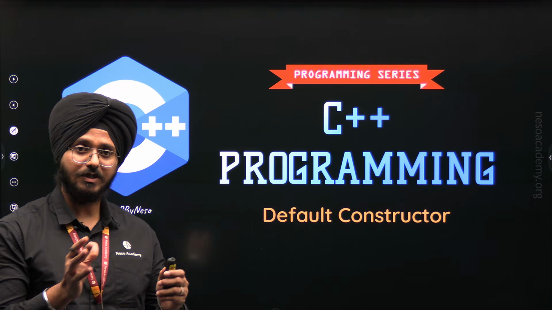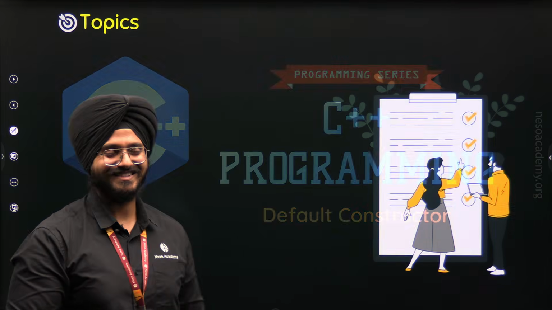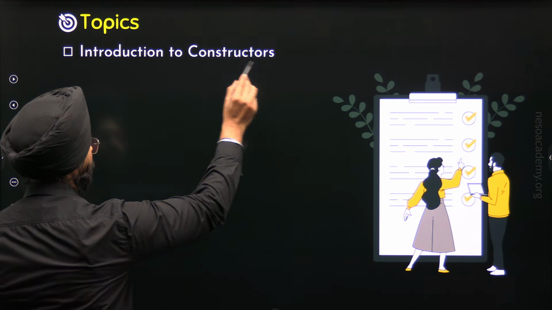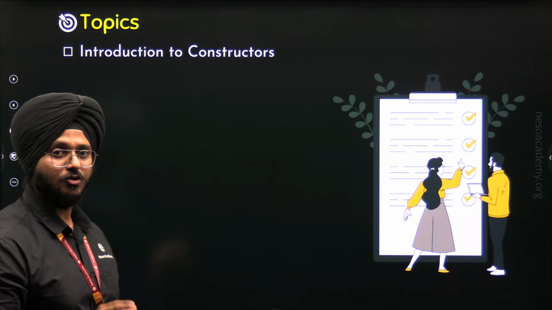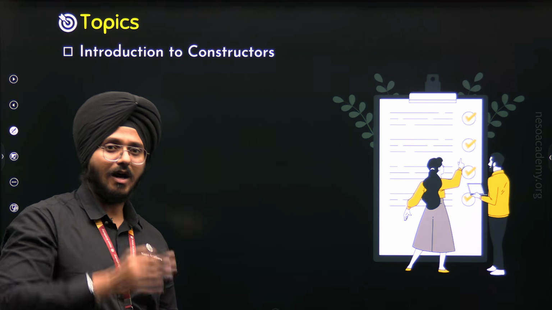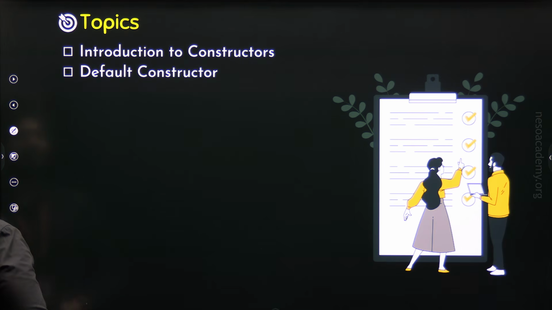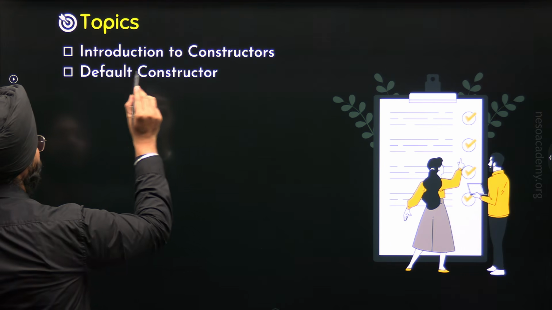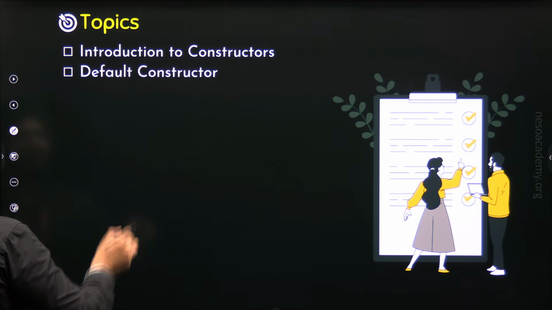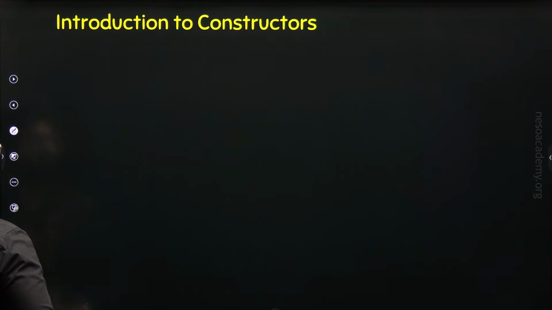So without any further delay, let's get started with this lecture and let's see what are the topics. The first topic of this lecture is Introduction to Constructors. First, I will introduce you to constructors because this is the first time you are encountering constructors. Then we will move to the second topic where we will understand default constructor properly. So these are the topics of this lecture. Let's start with the first topic, that is Introduction to Constructors.